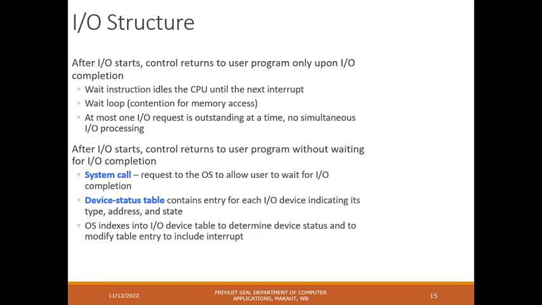Now when you require IO to be done, at that time a system call is required and a device status table is required. A system call is a request to the operating system to allow the user to wait for the IO completion. And the device status table will give the status of the IO device, that is, the type of the IO device, the address of the IO device and the state of the IO device.